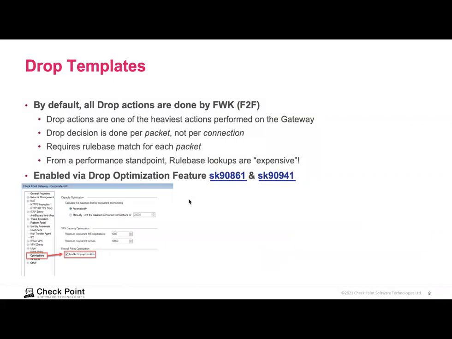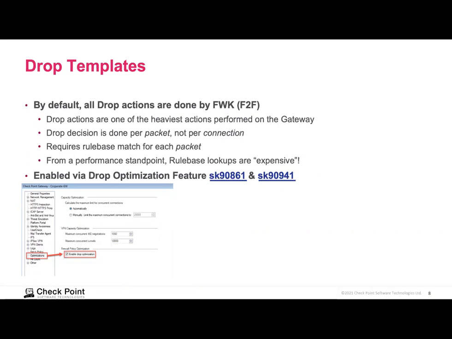And this is another important one because by default, drop actions have to be done in the F2F path. And you might think for a minute, well, wait a minute, dropping traffic is good. We want to not pass traffic we don't want, but it comes at a bit of a CPU and performance cost because drop decisions have to be done more at the packet level and not the connection level. And again, that makes sense, because some things that we are dropping would be out of state packets or where a TCP handshake was maybe never even completed.